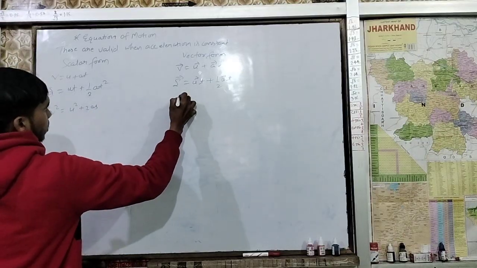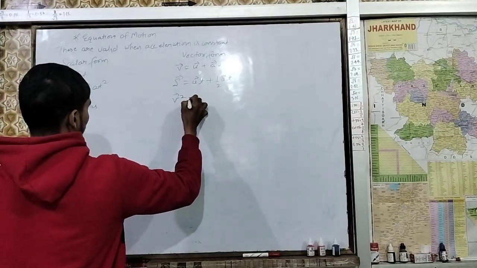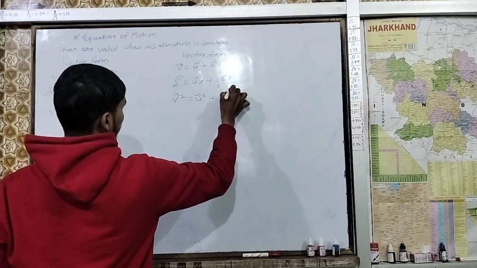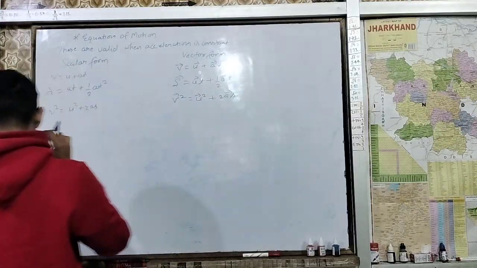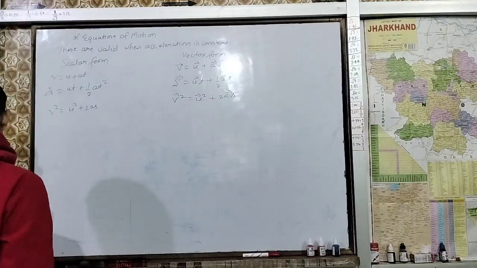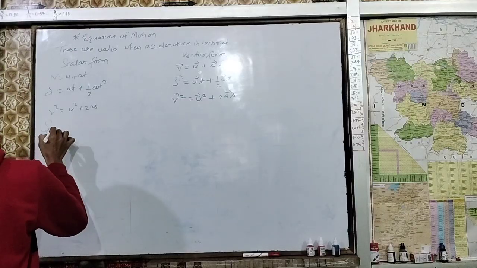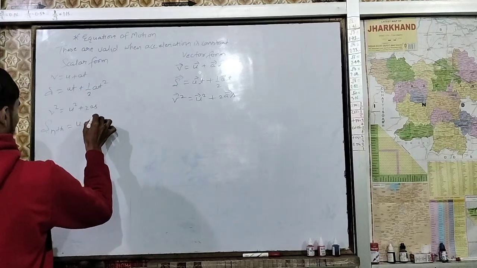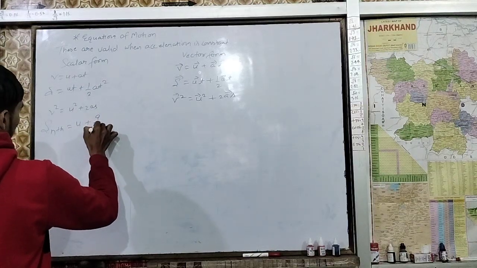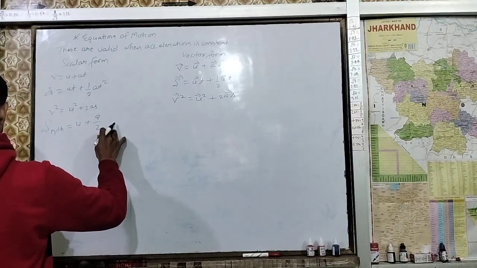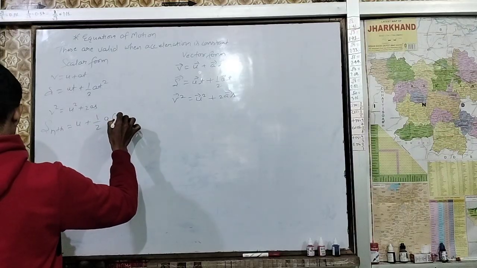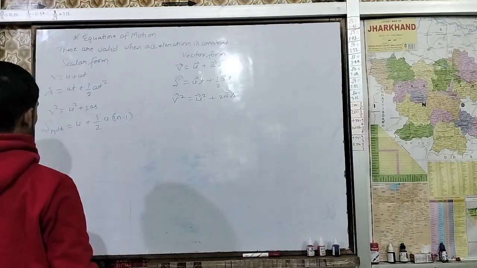So this will become u square plus 2 a s, in vector form. One more, for S nth: u plus half a into (2n minus 1).